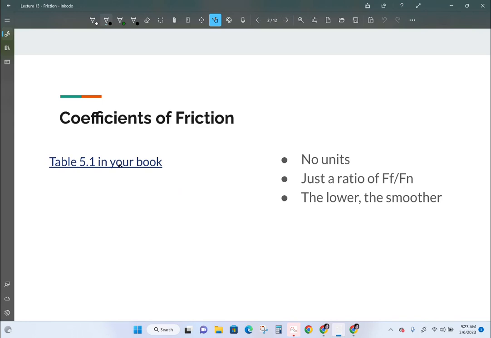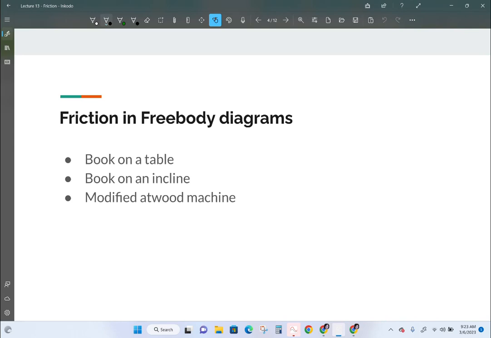All right. So just remember there's no units and it's just a ratio. And that the lower the number, the smoother the surfaces are. All right, so let's just look at some free body diagrams and how we would draw those. So let's look at A, B, and C. So a book on a table.